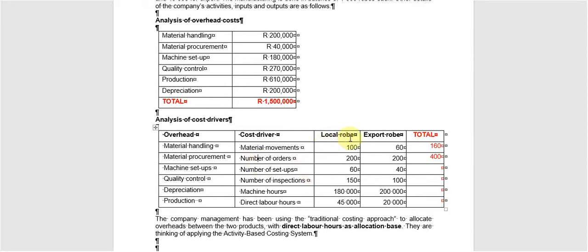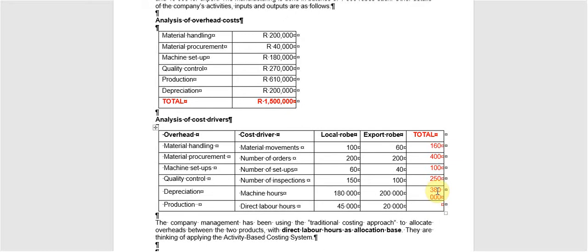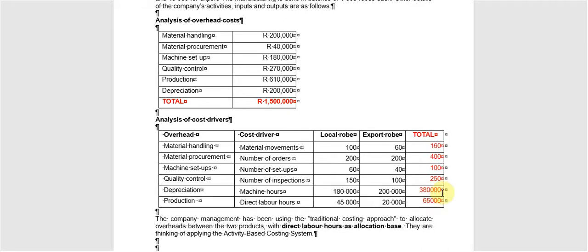So now I'm just going to add up the local and export, because they have given you the cost driver totals in each instance. So I'm just adding them up. For the number of setups, it's 100. For the number of inspections, it's 250. Then it is 380,000. Let me just type properly. And for the production, it seems like 65,000. So I'm just already typing that in for myself.